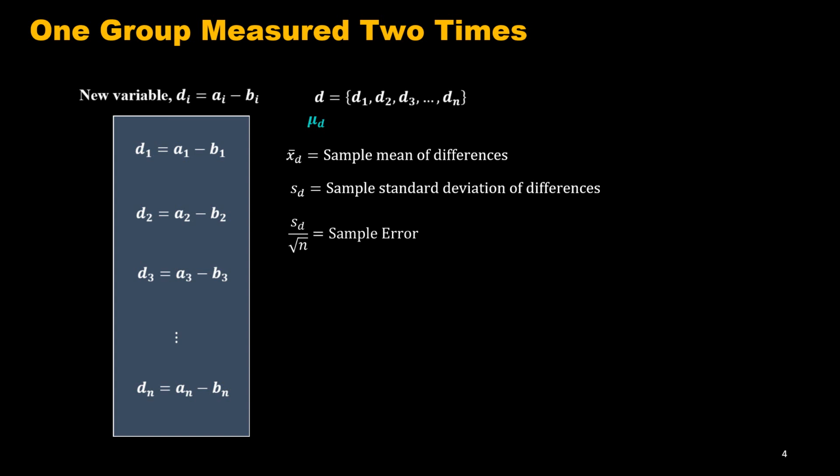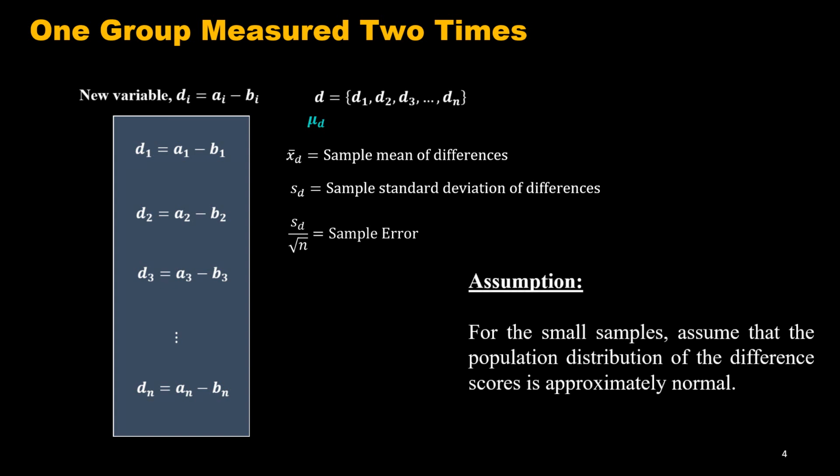In this case, we make some assumptions. Assume that the population distribution of the differences is approximately normal. Yes, it is very similar to the assumption we made in my previous sections.